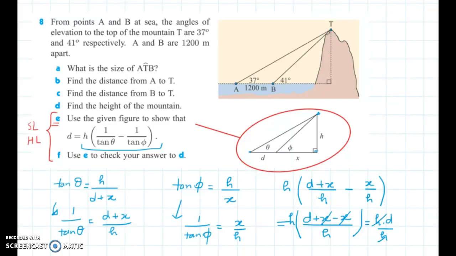But we can go ahead and simplify the h, that is both multiplying and dividing, and we get that d is the result, as we wished to show.